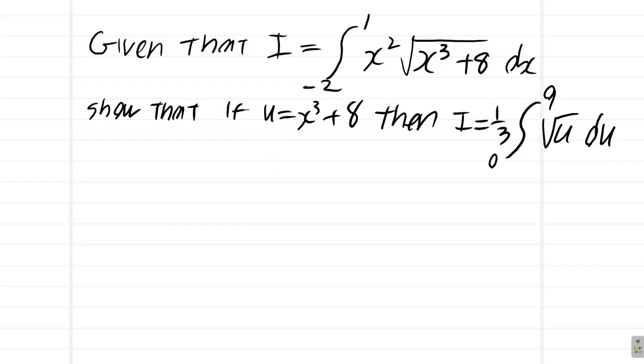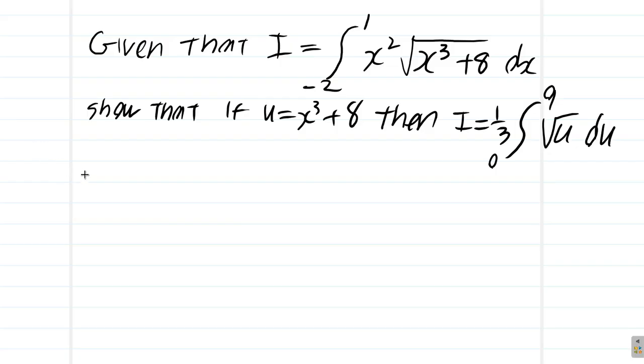So, given that I is the integral from -2 to 1 of x squared times the square root of x cubed plus 8 dx, show that if u is equal to x cubed plus 8, then I is equal to 1/3 integral from 0 to 9 of the square root of u du.